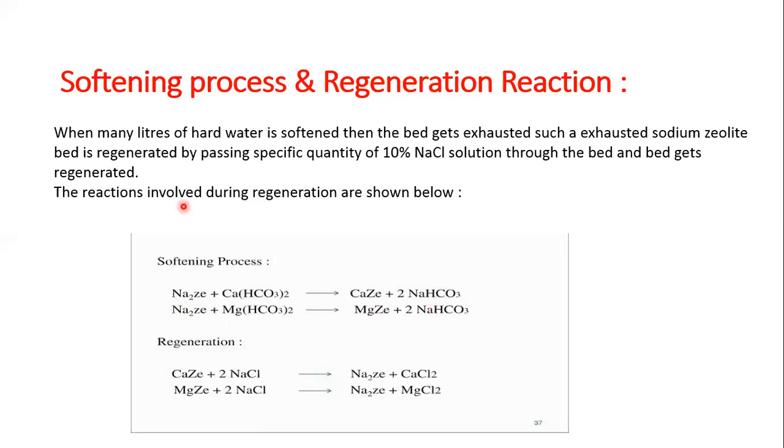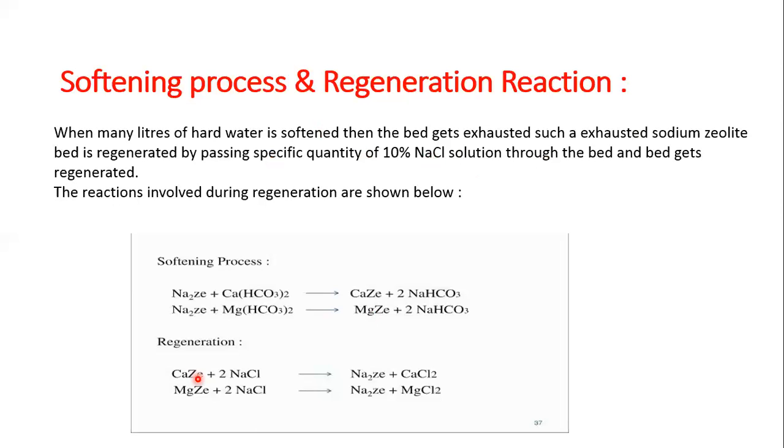Now, after this process, when a sufficient amount of water has passed through the bed, the bed gets exhausted, which is also called saturated. So this calcium zeolite and magnesium zeolite is called the exhausted or saturated bed. Such an exhausted bed needs to be regenerated by passing a specific quantity of 10% NaCl, which is called a brine solution. We pass it through the bed and the bed gets regenerated.